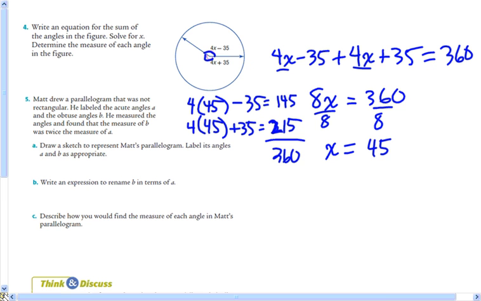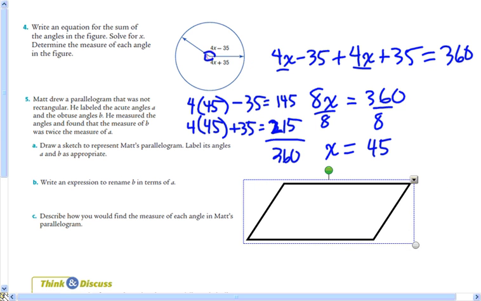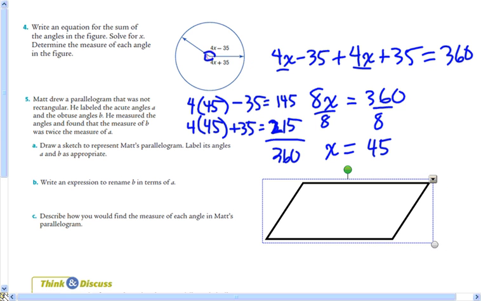So that would look like this. So let's say this is Matt's parallelogram, and he noticed something about the angles. First, he labeled them, he knew that that angle and that angle are the same in a parallelogram, and those are the same. And then he noticed something about it. He noticed that the measure of B was twice the measure of A.